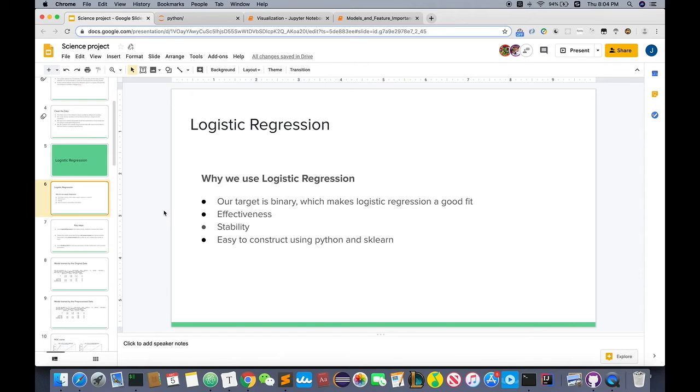On the other hand, we have found that the logistic regression model can achieve very high effectiveness, accuracy, and stability in our dataset. Also, it's very easy to construct.